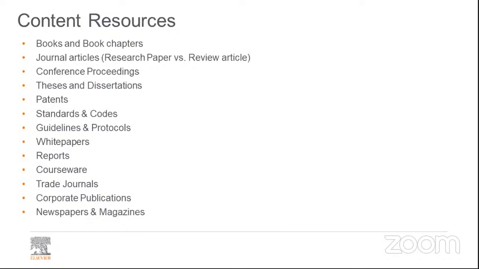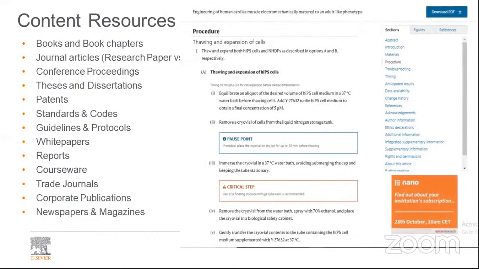Okay, now we have discussed many types of references. As you see, we talked about the books and book chapters, the different types of journal articles, the conference proceedings, theses and dissertations, the patents, standards and codes. When you search, you'll also find guidelines or protocols, and the protocols are papers that discuss a procedure of doing an experiment, for example, and I think it's more common in the science fields.